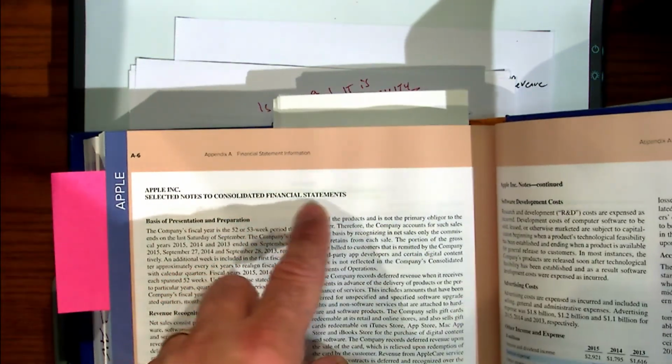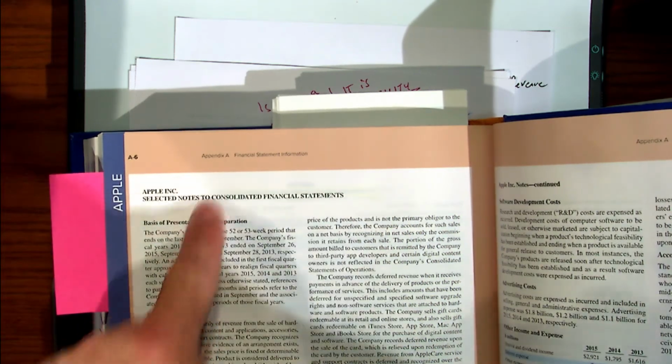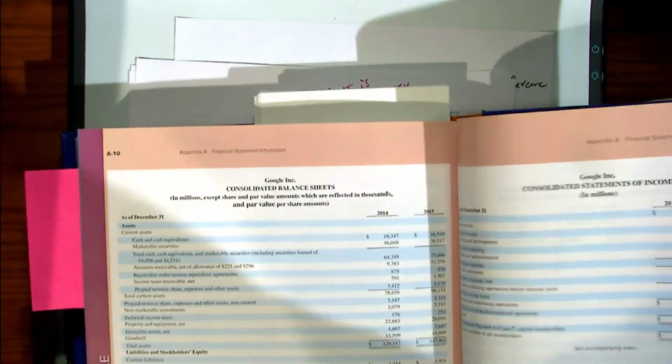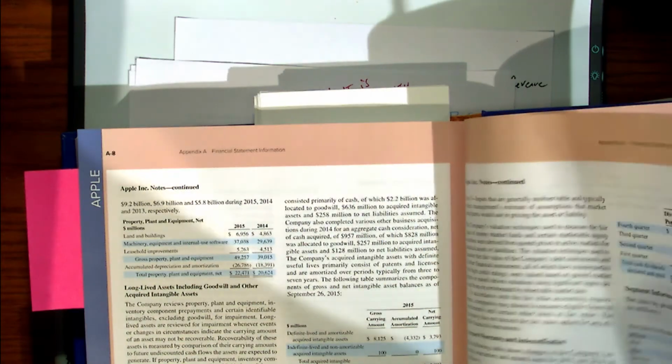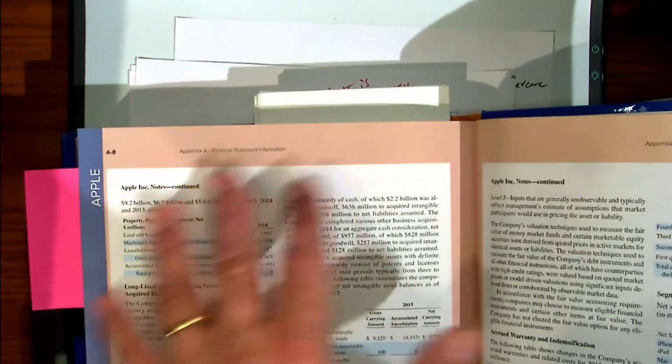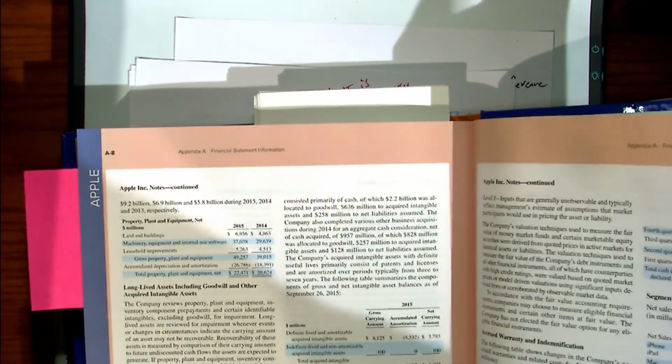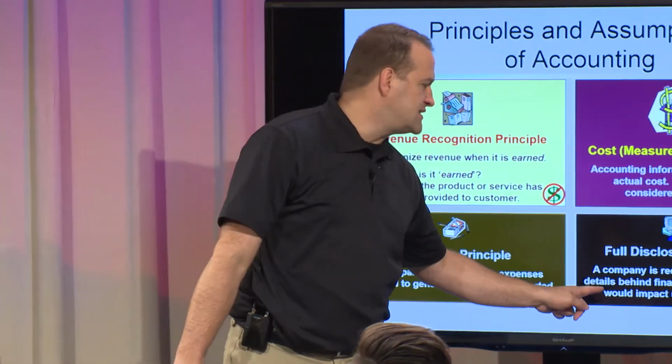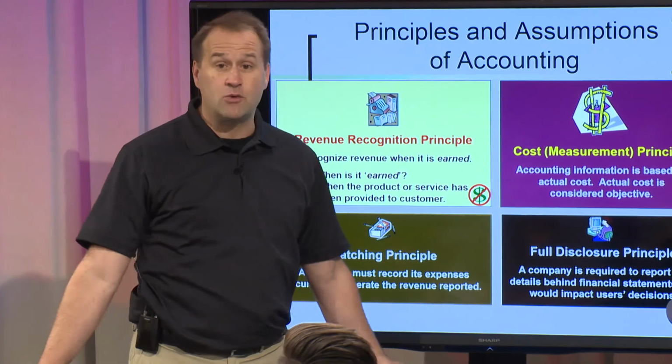Well, after that, they have what's called the notes to the consolidated financial statements. And they have all this verbiage over the next few pages. Then they skip to Google, but these are selected notes for Apple. This is very important information. This is where they tell you things like what the company does, where they have operations, what sort of products they sell, all those sorts of things. They put that information there to satisfy the full disclosure principle because they give all the details behind the financial statements. That certainly would impact decisions.